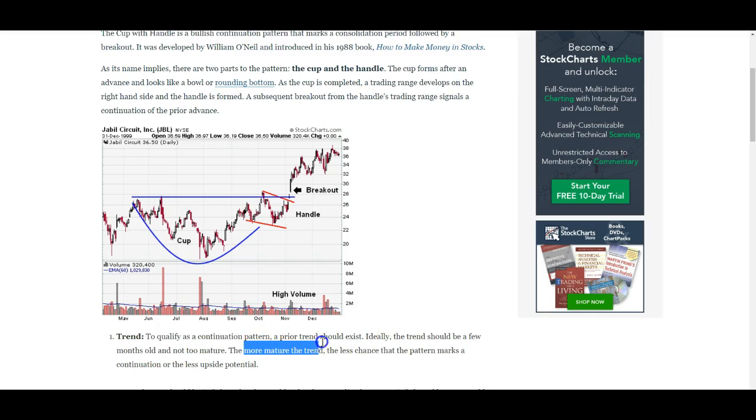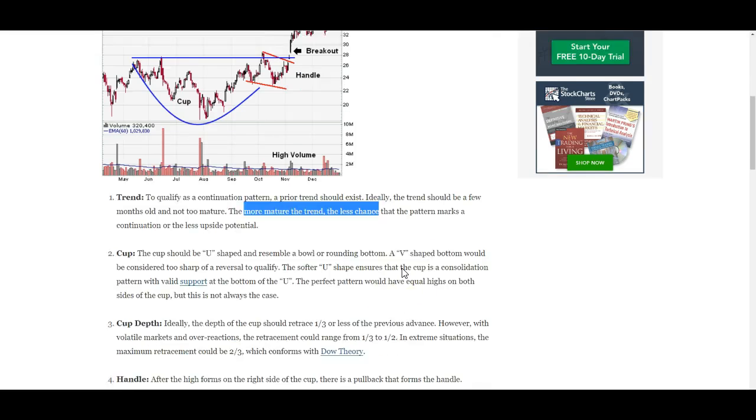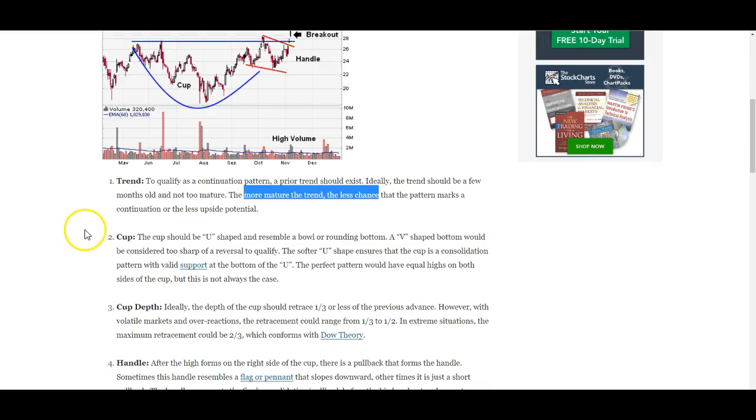This also says the more mature the trend, the less chance that the pattern is a continuation to the upside. Keep that in mind when I'm talking about the examples as well. These patterns get old and they can just get tired and they just don't play out. I don't know a better way to say that, but we'll look at that on the other charts I have.